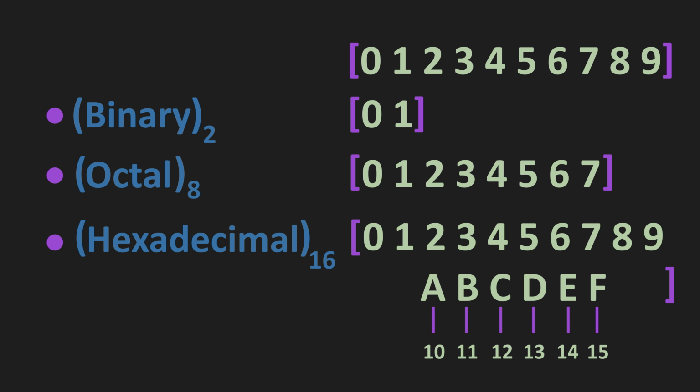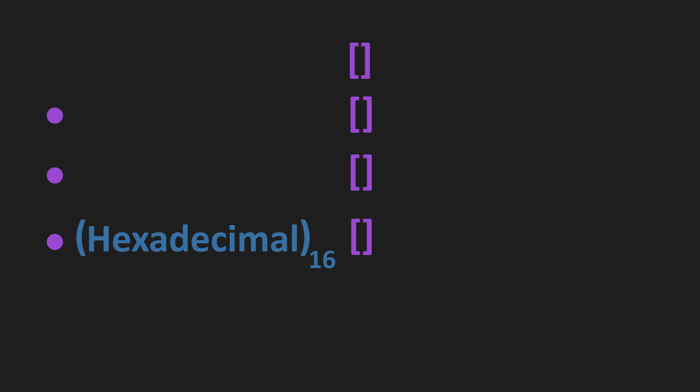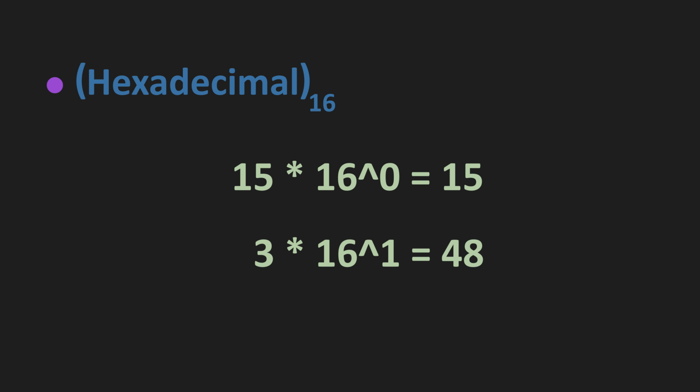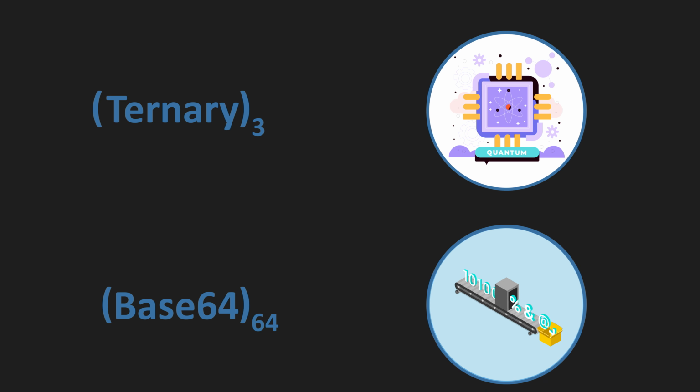Each of these systems follows the same positional notation rule. The position of a digit determines its value based on powers of the base. For example, in hexadecimal 3F, F represents 15 multiplied by 16 to the power of 0, which is 15. 3 represents 3 multiplied by 16 to the power of 1, which is 48. Adding them together gives us 63 in decimal. Beyond these systems, there are others, like base 3, ternary, which is used in some theoretical computing systems, or base 64, which is common in encoding data.